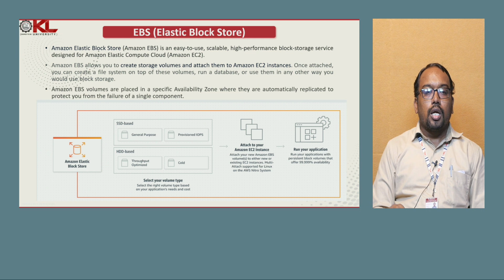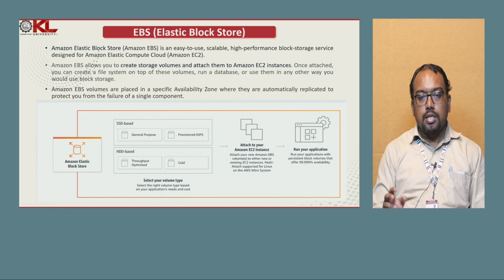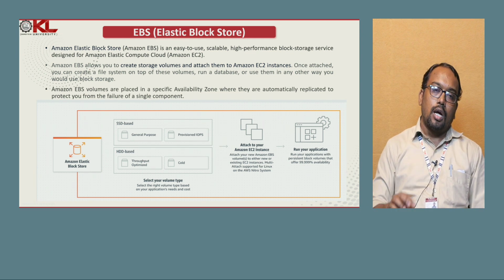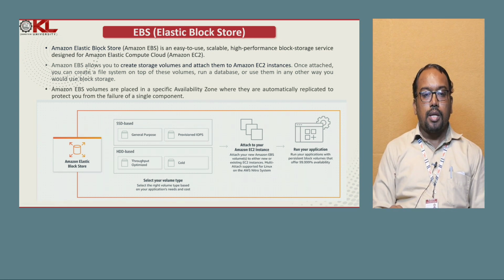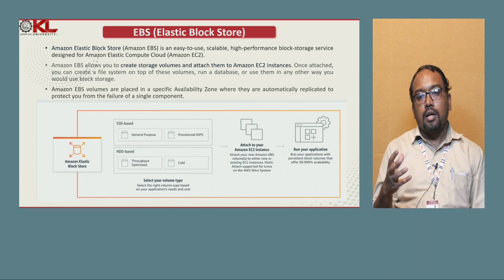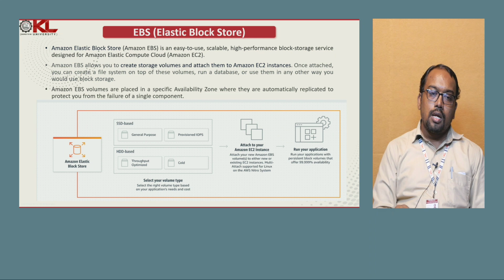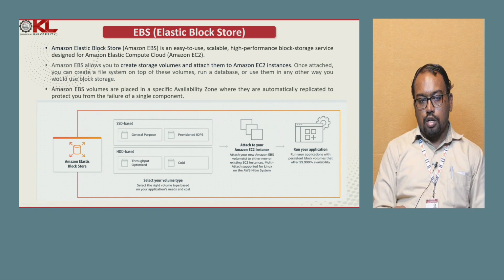So the EBS volumes can be increased dynamically as the data increases. Amazon EBS volumes are placed in a specific availability zone where they are automatically replicated to protect you from the failure of a single component. So they will be taking the replicas and storing the data in multiple availability zones so that data failure or data loss will not happen.